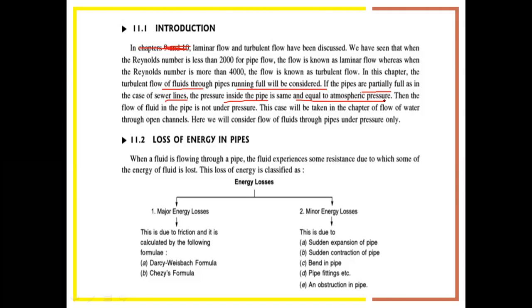Then the flow of fluid in the pipe is not under pressure. In this case, we will take the flow of water through open channels. Whenever the channels are open, automatically the fluid pressure will be equal in the channels as well as in the outside atmosphere. Therefore, losses of energy can take place during this action.